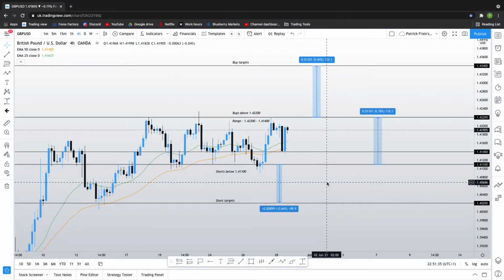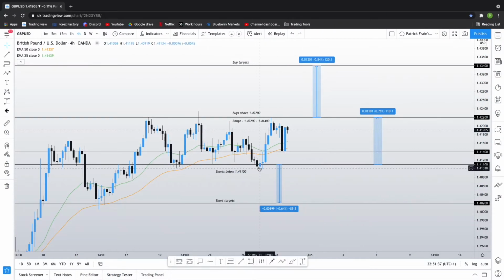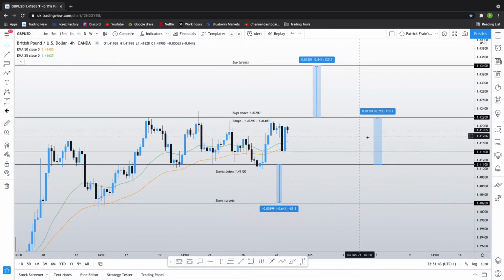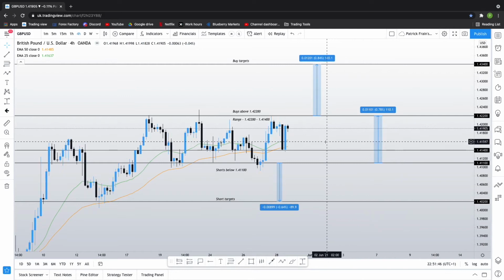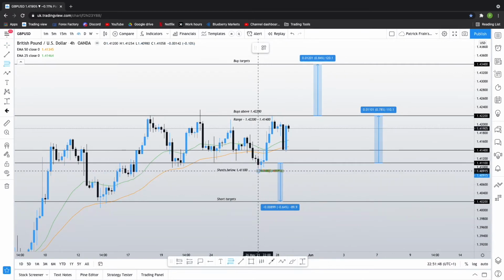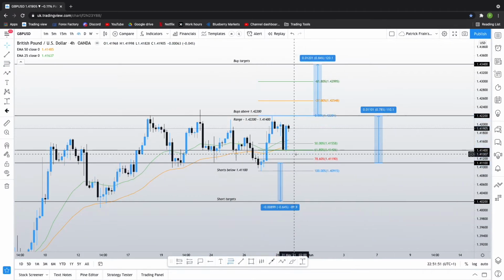Looking at our first pair guys, pound USD on the 4-hour time frame, as you can see price has been ranging between 1.42200 and 1.41400, which is around a 110 pip range. Looking at the Fibonacci from the swing low to the swing high, we can see that we have recently just rejected the 61.8 level, which also is a key level at 1.41400.